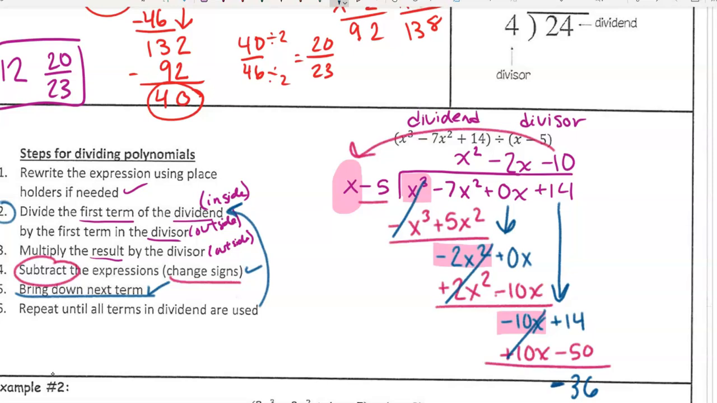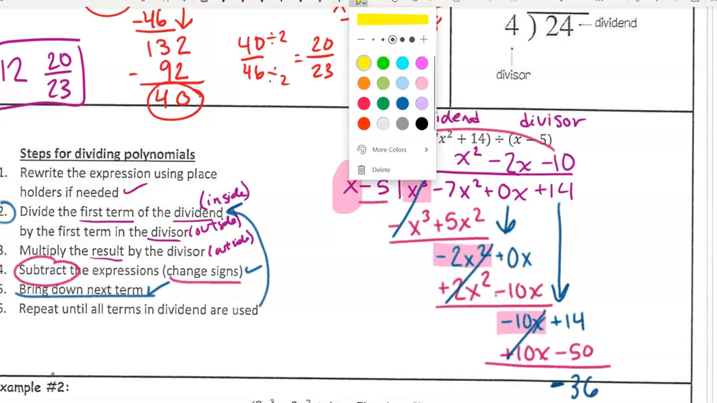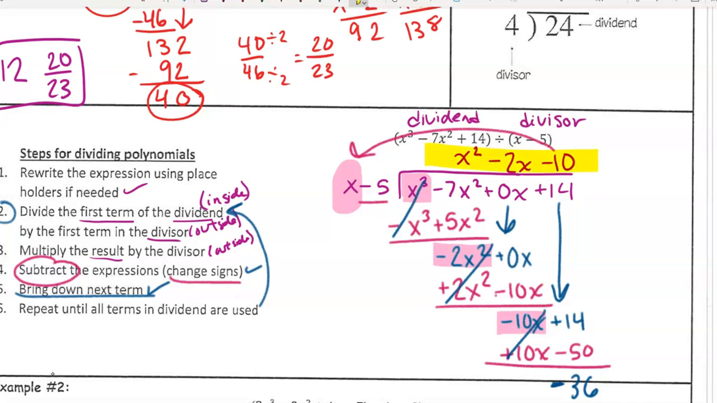Now, this is our remainder. We've run out of terms in the dividend to divide. So this is our remainder. And we can write our final answer as this stuff at the top with our remainder divided by this. So I'll show you how to do that. We're going to say our answer is x squared minus 2x minus 10. And then this is a negative 36. So we'll say minus 36 over what you divided by, x minus 5.